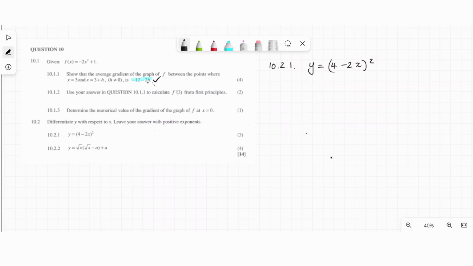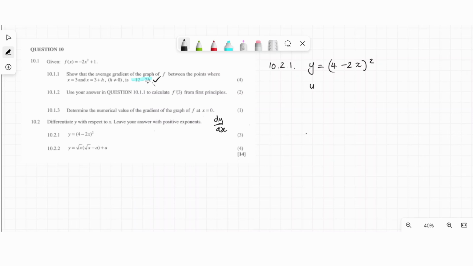So now going to 10.2, it says differentiate y with respect to x. What it means to differentiate y with respect to x is that you need to find the derivative, which is dy/dx, right? That's what it means. Then they say leave your answer in a positive exponent. So the first one, which is 10.2.1, it says this function. To differentiate this using the rules, we need to expand it first.